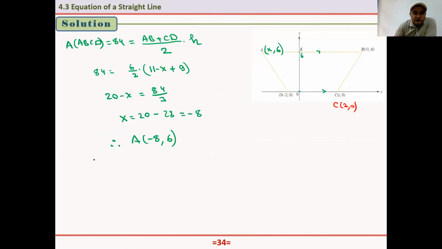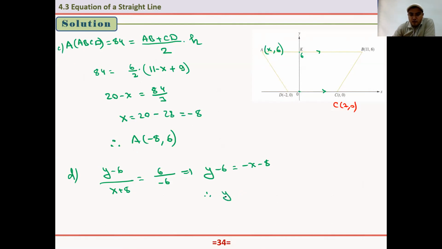So now we can write, that is part D, the equation of AD. What is the equation of AD? That's just equal to y minus 6 over x minus 8, that is plus 8, is equal to 6 minus 0, that is 6, over minus 8 minus 2, that is minus 6. Now from here, y minus 6 equals negative 1 times x plus 8. So the equation of the line AD is y is equal to negative x minus 2.